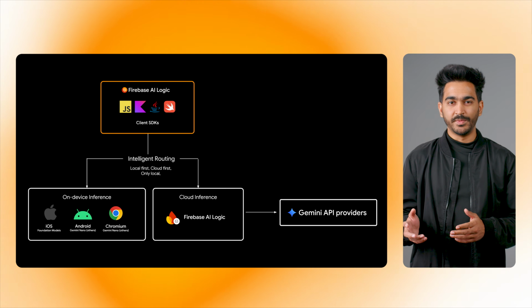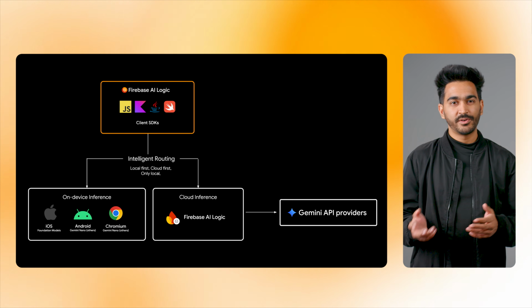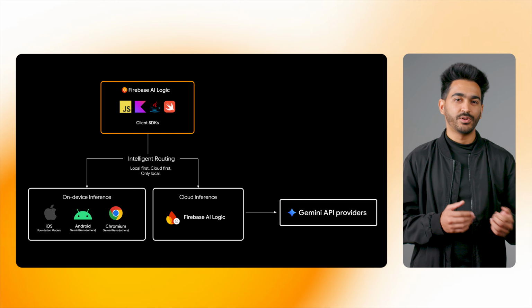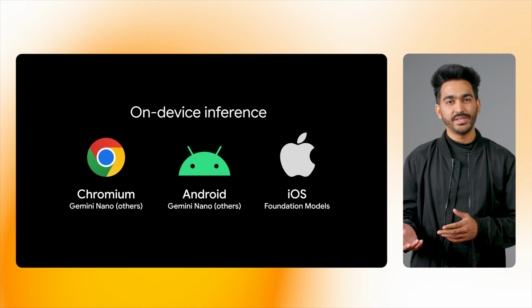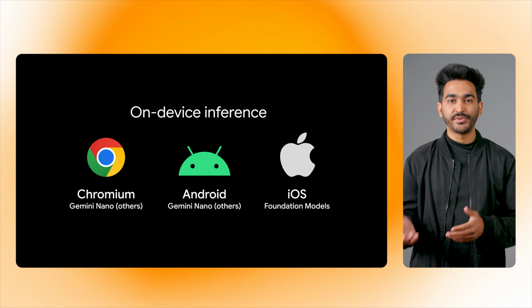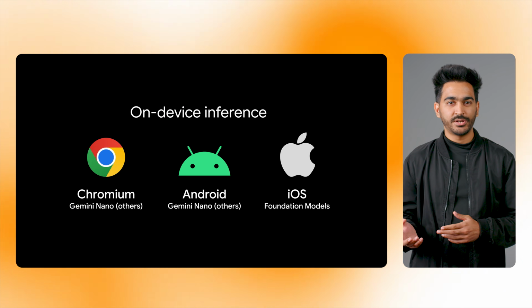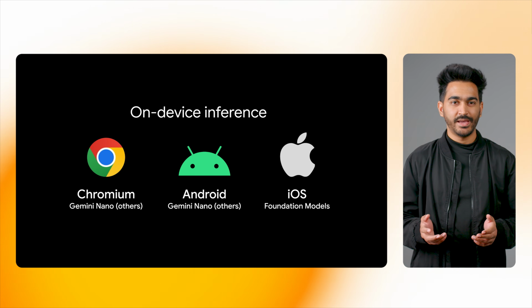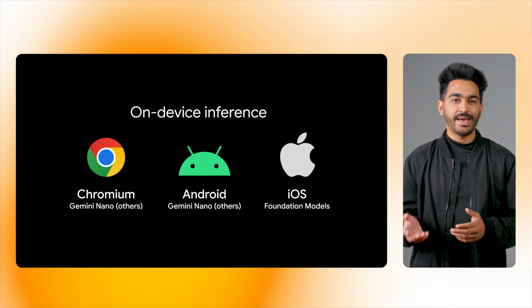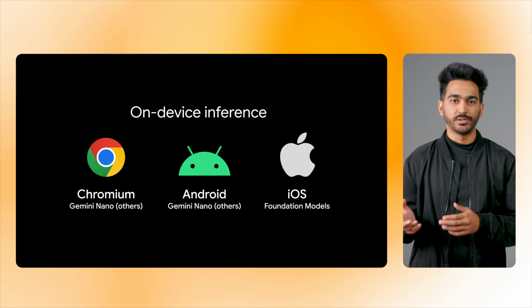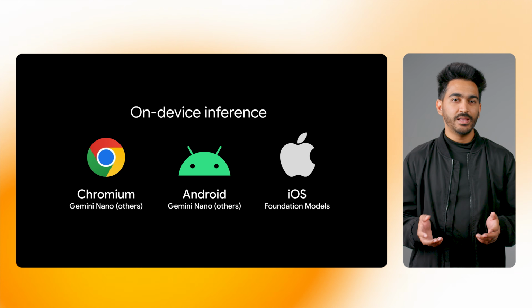If the device can perform inference using an on-device model, run it locally. Otherwise, fall back to the cloud. Today, hybrid inference works across 3 platforms: Android, Chrome on desktop, and, this is new, Apple platforms through the Foundation Models framework. Let me show you each one of them.